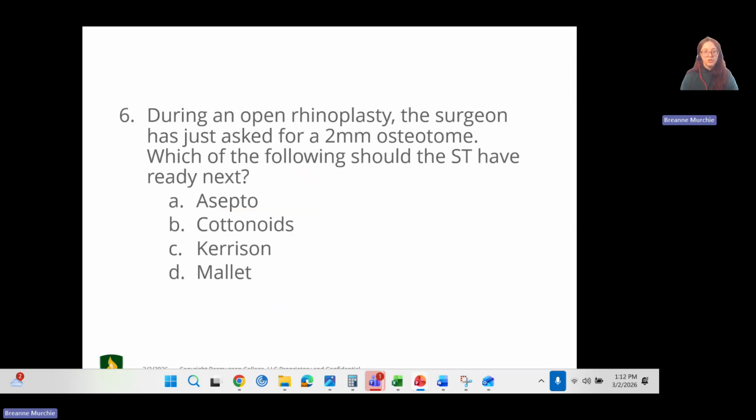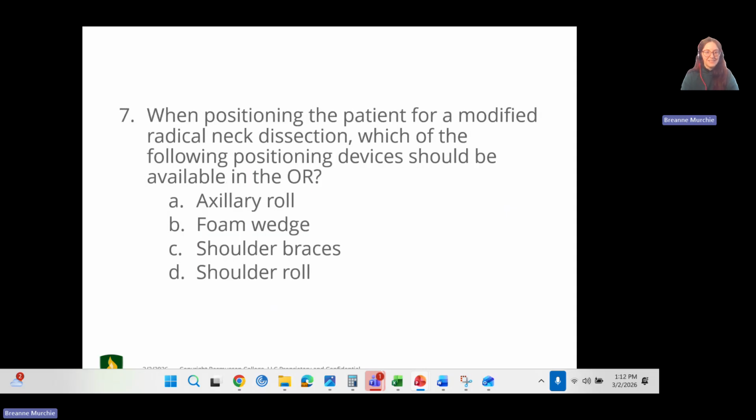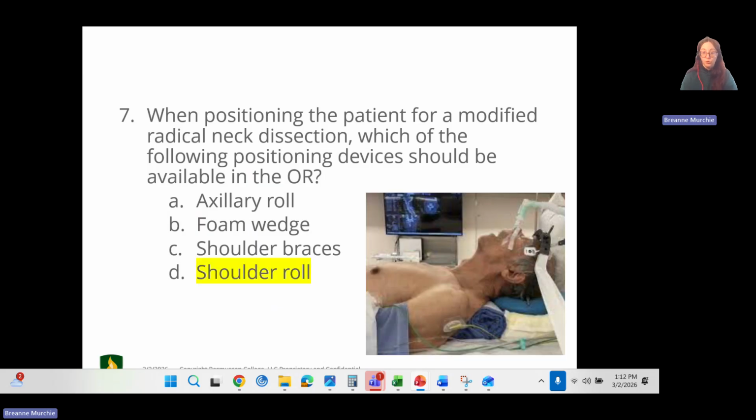Okay. Number 6, during an open rhinoplasty, the surgeon has just asked for a 2 millimeter osteotome. Which of the following should the ST have ready next? That's going to be your mallet. We get to swing the mallet. Okay, number 7, when positioning the patient for a modified radical neck dissection, which of the following positioning devices should be available in the OR? That's going to be your shoulder roll, sometimes referred to as a scapular roll.